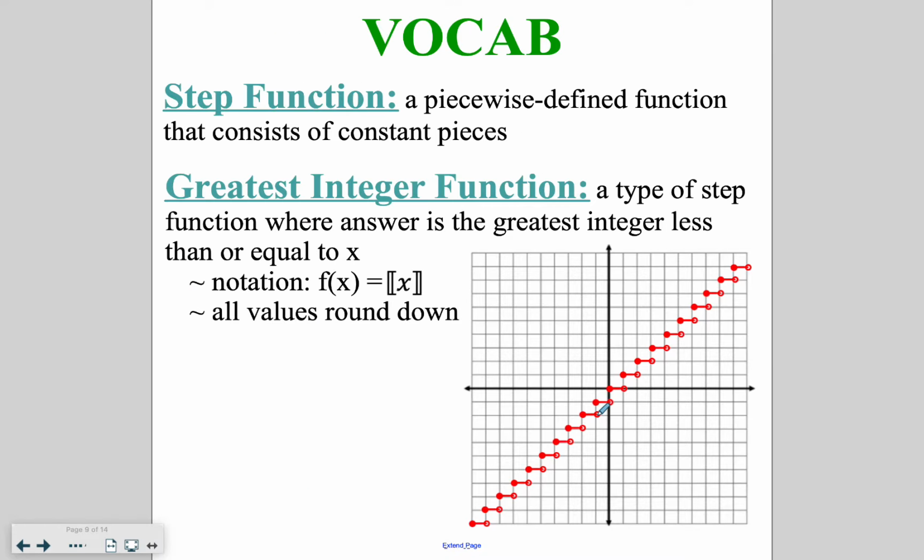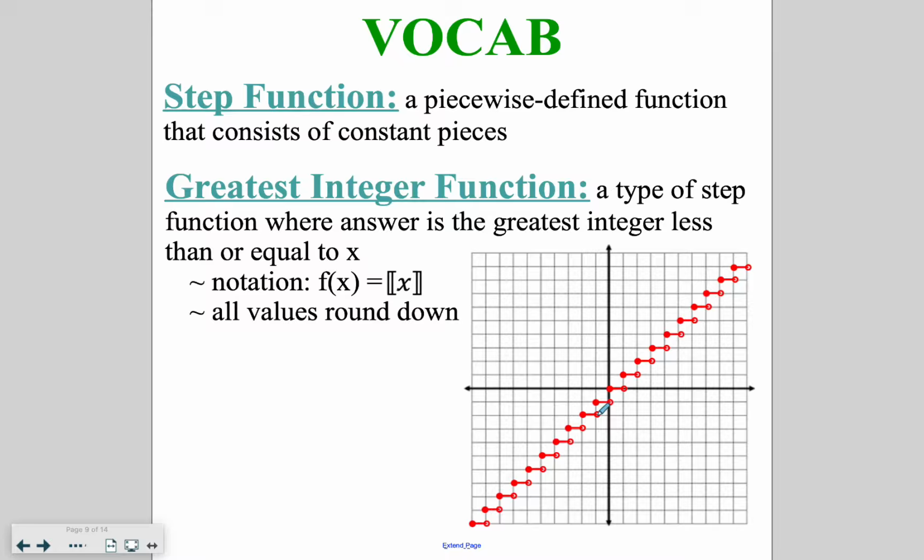The other part of functions that we are going to be looking at is the step function. This is a particular kind of piecewise defined function, so a specific group that we are breaking it down into that consists of constant pieces. Basically, it means your answers can only be one defined set of values. The particular one that we are going to look at is called the greatest integer function. So this is a type of step function where the answers are the greatest value or the greatest integer less than or equal to x.